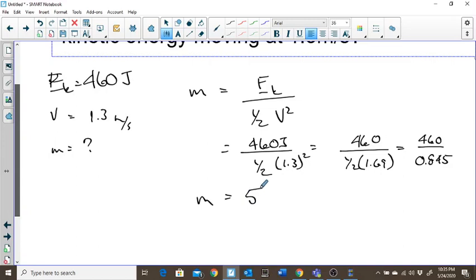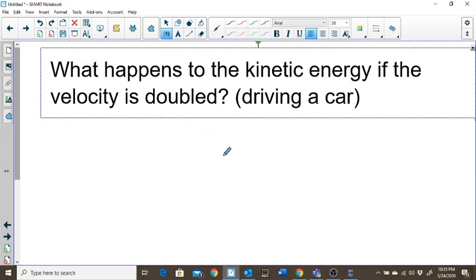And I get a value of 544.3786982, 544 kilograms. That's a pretty big mass. You're talking a small car, motorcycle. 1.3 meters per second, not moving that fast, but it does have kinetic energy. All right, let's go back.